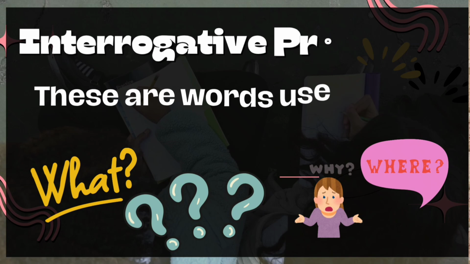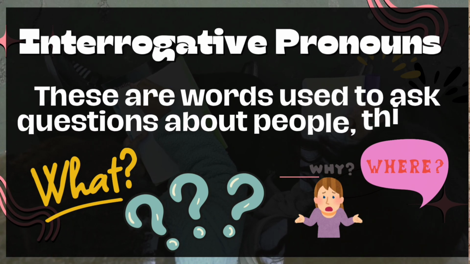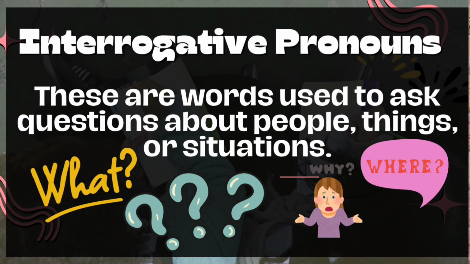The second last pronouns we're going to talk about are interrogative pronouns. I can tell you already know what that means. If you think of a police officer that interrogates a criminal, what are the things that he does first? Yep, he asks questions. Where were you last night? Why did you do this? What is wrong with you? They ask questions, which brings us to the definition of interrogative pronouns. What are interrogative pronouns? Interrogative pronouns are words used to ask questions about people, things, or situations.